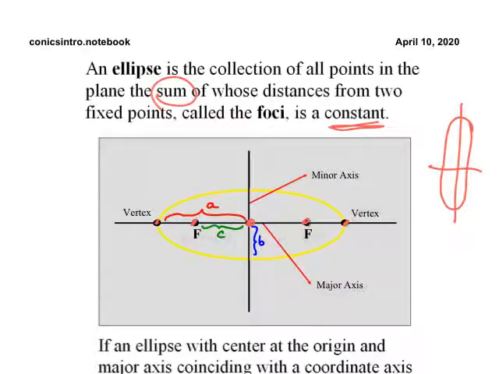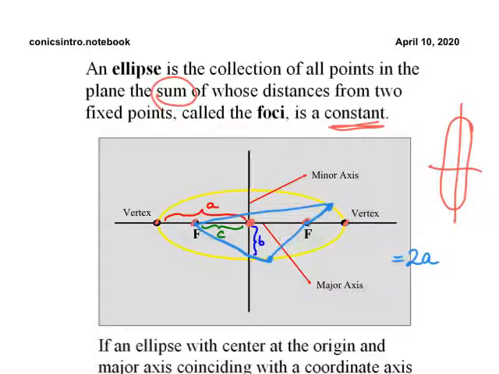The key, though, is any point on the ellipse. So if I put a point here, the distance from the focus here and the focus here, if you add those two lengths together, is a constant value, and that constant value will be 2 times the a value. So likewise, if I put the point here and I look at this length plus this length, it's the same as the other two lengths added together.